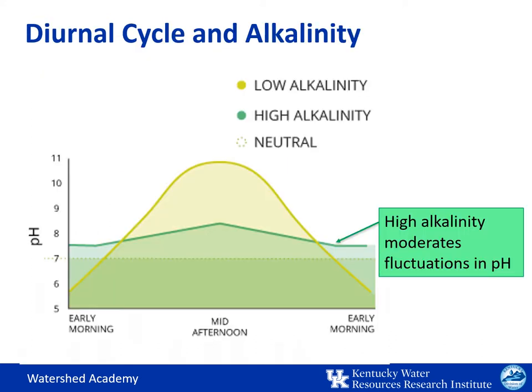Alkalinity can help moderate the diurnal swings in pH, providing a more healthy environment for fish and aquatic organisms. In other words, a water body's alkalinity buffers it from potentially harmful changes in pH levels. In our chart here, we can see the yellow color shows a low alkalinity situation, where the green shows a high alkalinity. In the low situation, the diurnal swings are much greater in fluctuations, as compared to the high alkalinity situation, in which those fluctuations are much more moderate.